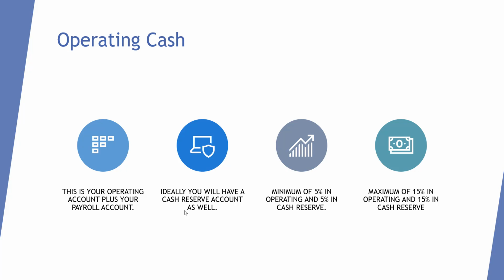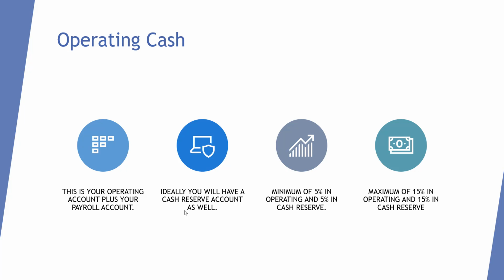But you see how those two, that 5 and 5, that equals the 10%. That's what you want to make sure you have. If you do use a reserve, you want to have at least a minimum of 5% in your operating, and then the other 5% can be in your cash reserve. Now, you want to have a maximum of 15 and 15 in both those. Again, you don't want to get too wild and crazy and having too much cash.